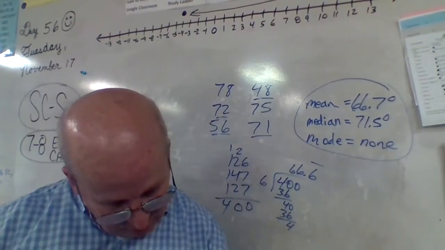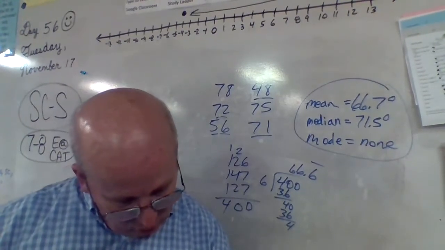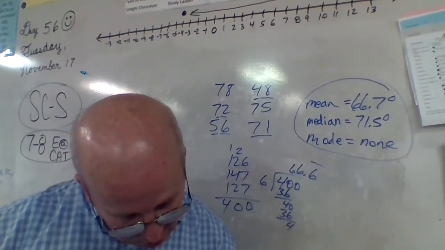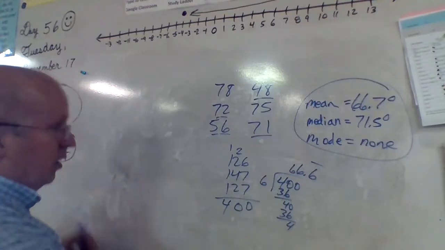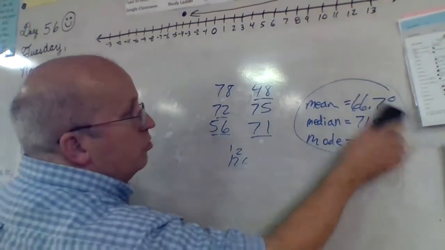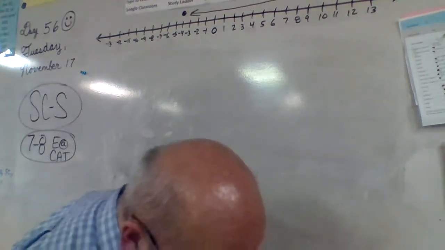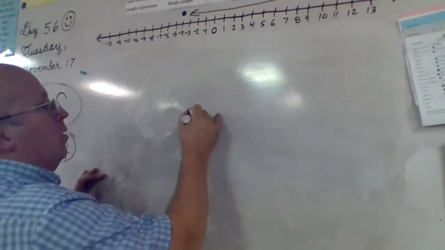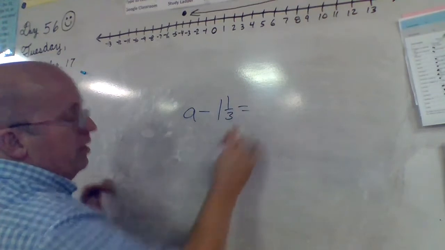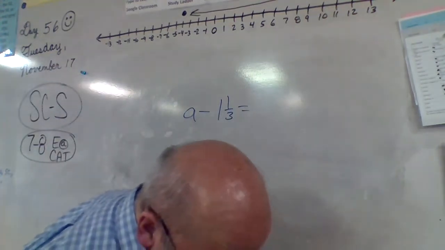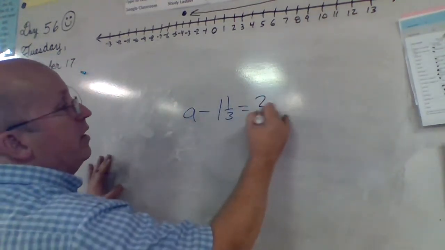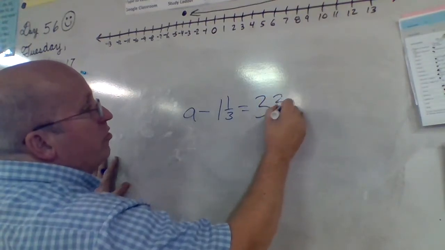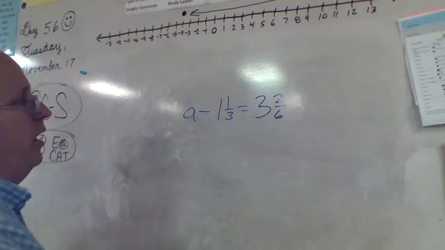Look at the last one. Solve. A minus 1 1/3 equals 4 1/6. I'm not going to do that one, but I'll do one very similar to it. How about A minus 1 1/3 equals 3 2/6. So similar, but not exact.